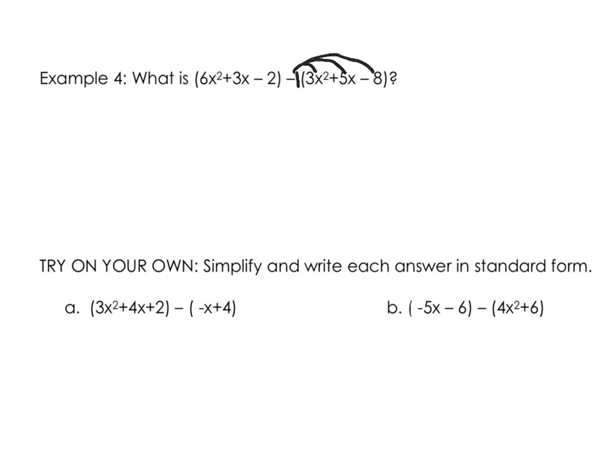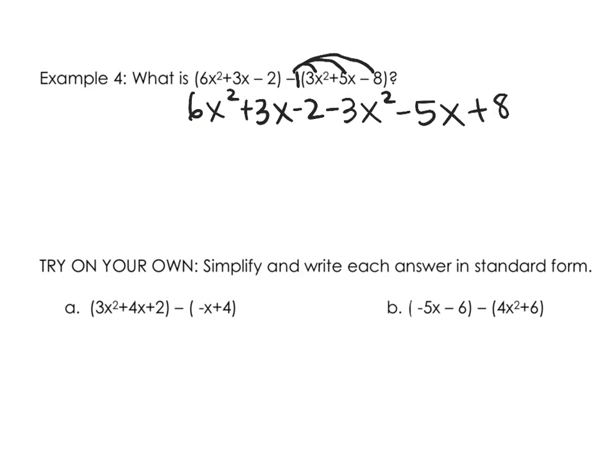My first set of parentheses is not going to change. I'm going to bring it down exactly how it was. Nothing should change. But that negative is going to affect my second parentheses. So I'm going to do negative 1 times 3x squared, which gives me negative 3x squared. Then negative 1 times 5x is negative 5x. And negative 1 times negative 8 would give me a positive 8.